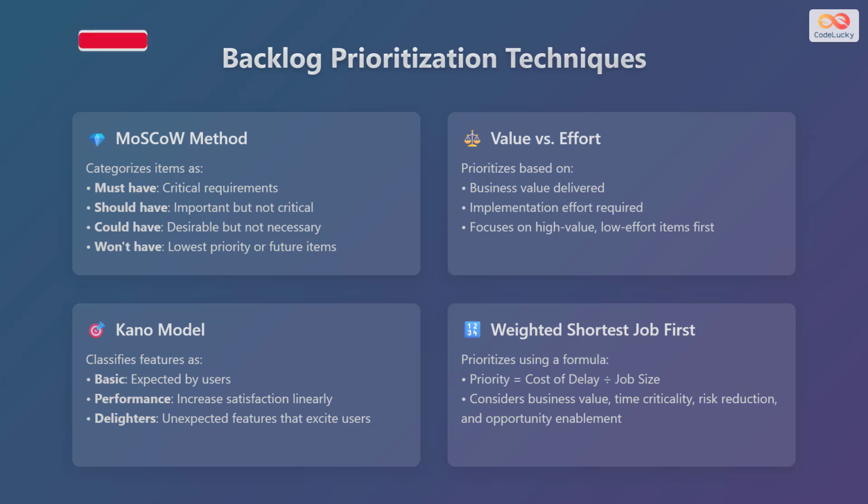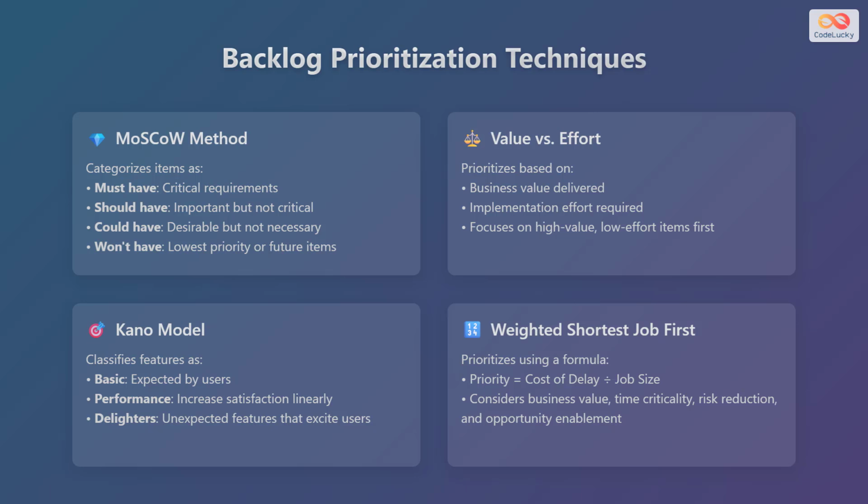Several techniques can be used to prioritize the backlog. The MoSCoW method categorizes items as must-have, critical requirements; should-have, important but not critical; could-have, desirable but not necessary; and won't-have, lowest priority or future items.